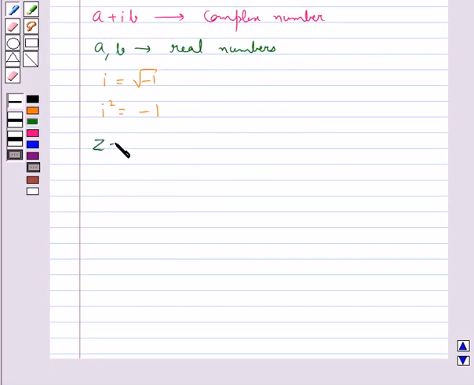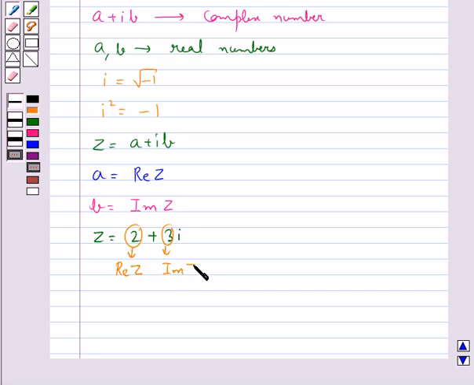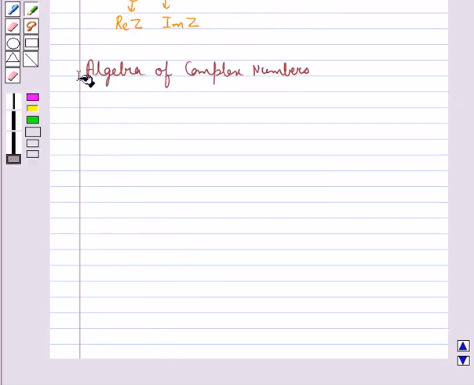For a complex number z equal to a plus ib, a is the real part of the complex number and it is denoted by Re z, and b is the imaginary part of the complex number z and it is denoted by Im z. Consider a complex number z equal to 2 plus 3i. Here 2 is the real part of the complex number z and 3 is the imaginary part. Next we discuss algebra of complex numbers.